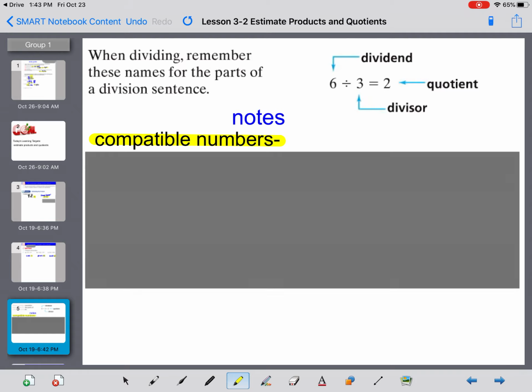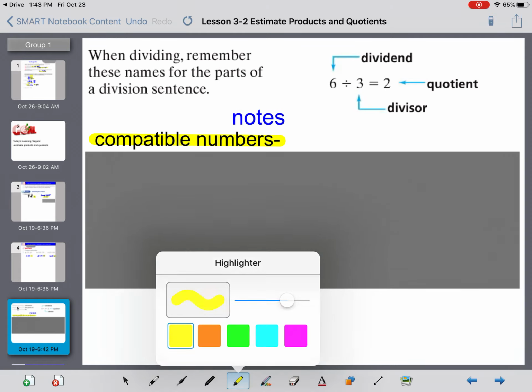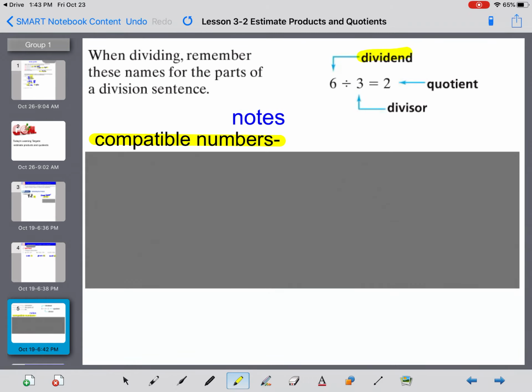When dividing, remembering these names for parts of the division sentence become important. You have the dividend, which is usually the biggest number. It's the one you're dividing into equal groups. The divisor is how many equal groups, and then the answer, or the number of pieces in each group, is your quotient. So we have a dividend, the divisor, and the quotient.